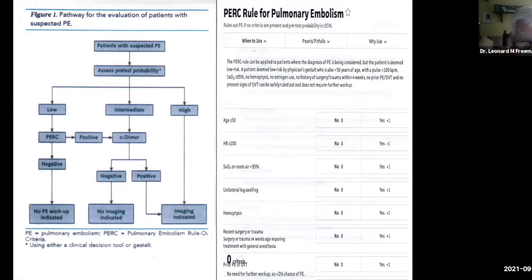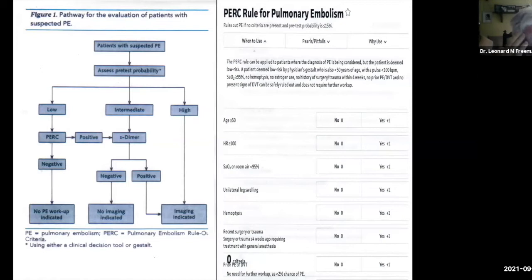If you look at the right side, you see the pulmonary embolism rule-out criteria: age greater than 50, heart rate greater than 100, saturated oxygen at room air, unilateral leg swelling, hemoptysis. If all these things are negative, okay, these are the pulmonary embolism rule-out criteria. If all these are negative, go back to the chart on the left. Pulmonary embolism rule-out criteria negative, you don't need any study.